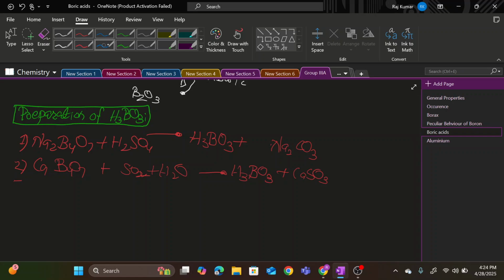Now let's move on to the next part, which is its properties. What are the properties of orthoboric acid? One property is pretty clear: we can use orthoboric acid with sulfuric acid to produce borax. Borax production.